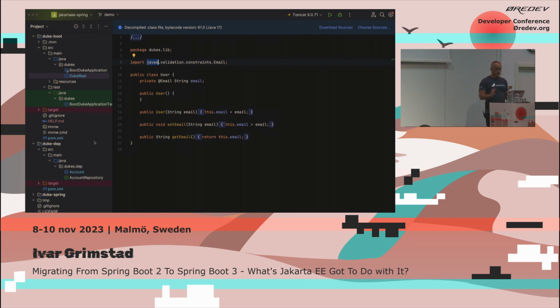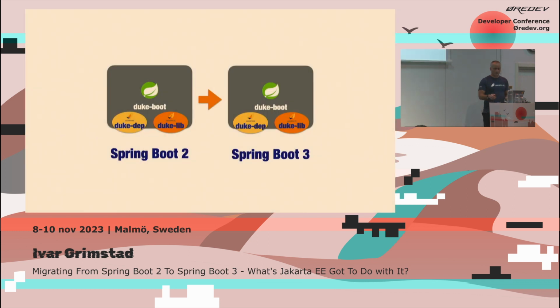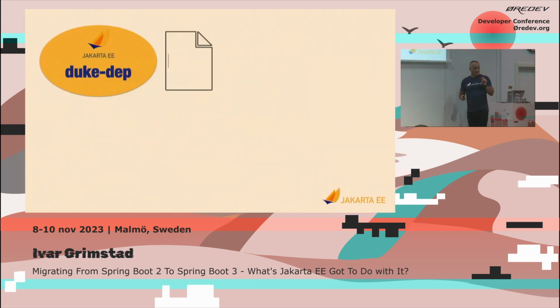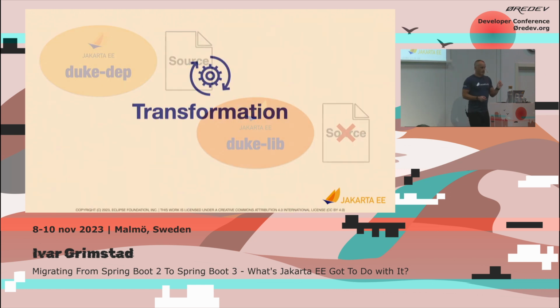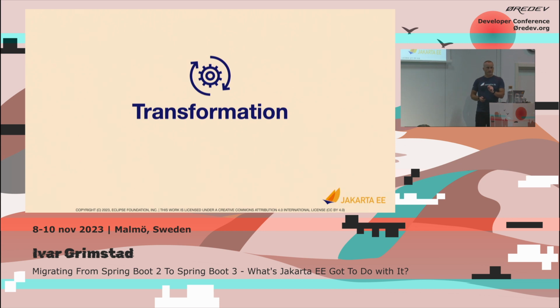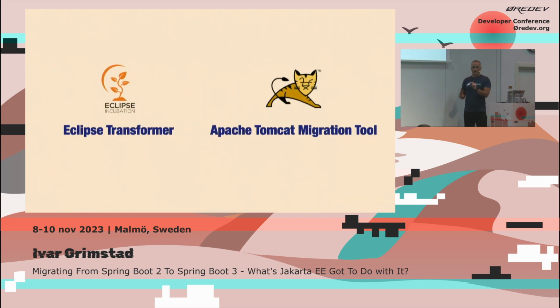So what I have to do here, I don't have the source code, so I can't fix it. So luckily, there are some tools I can use for this. So the situation is I don't have the source for my Duke lib. And I can use a tool called a transformer. There are a couple of tools out there. Two of them are freely available open source. It's Eclipse Transformer and the Apache Tomcat migration tool.